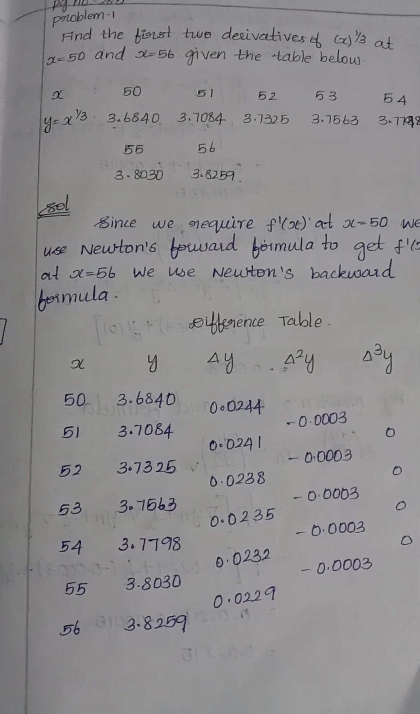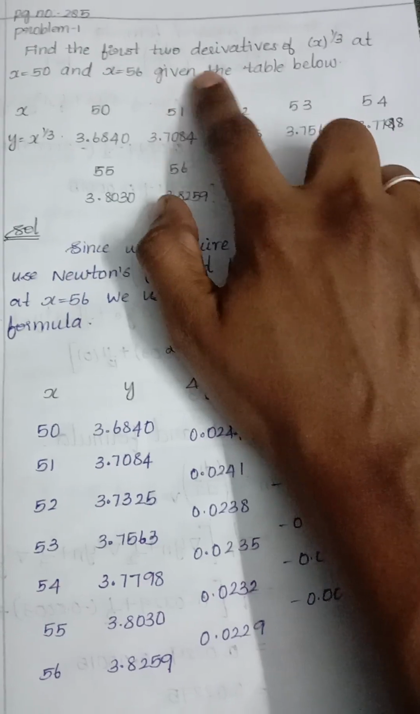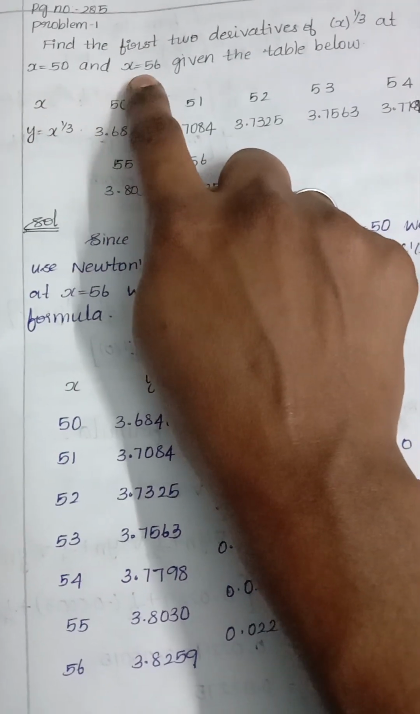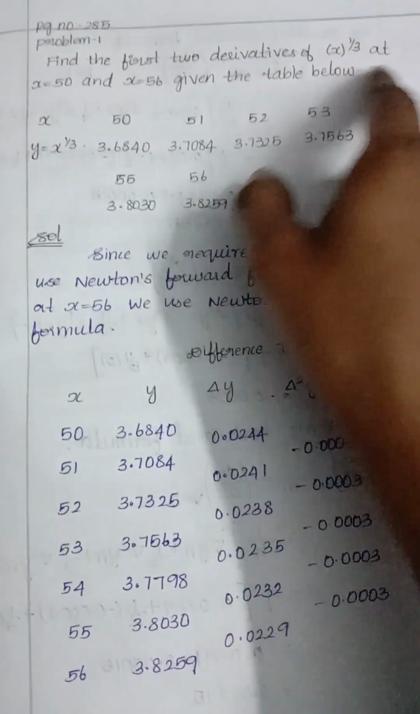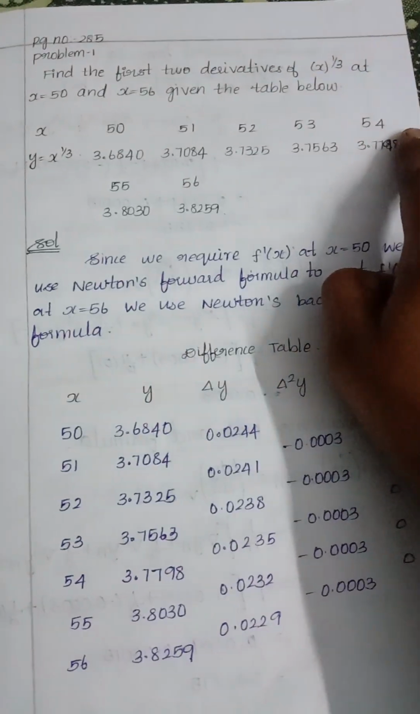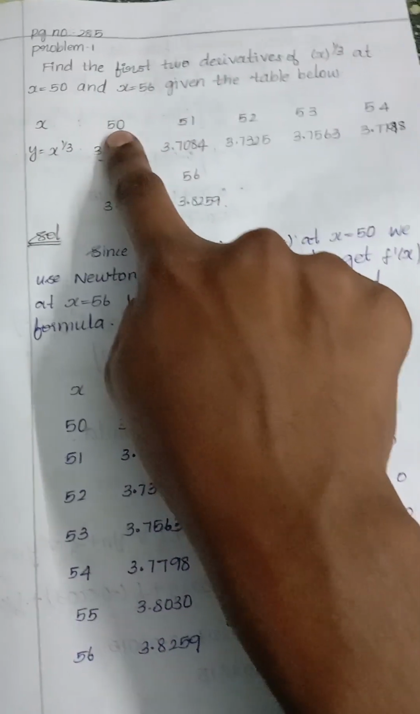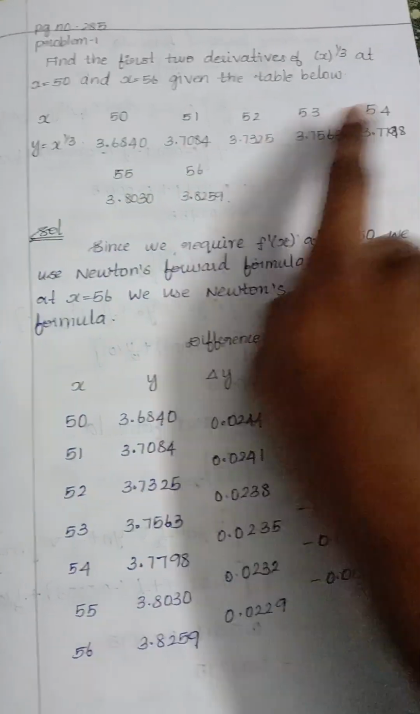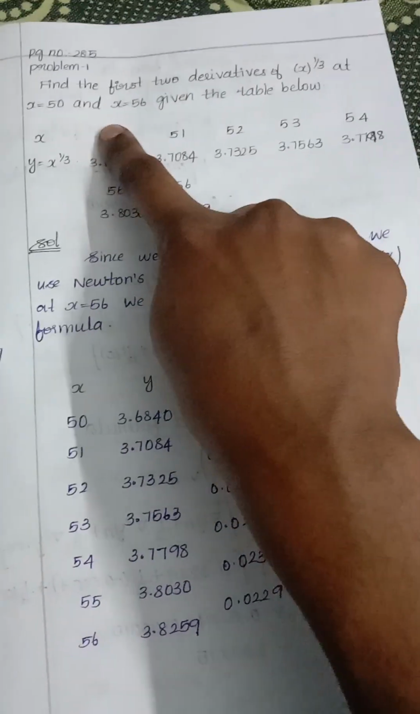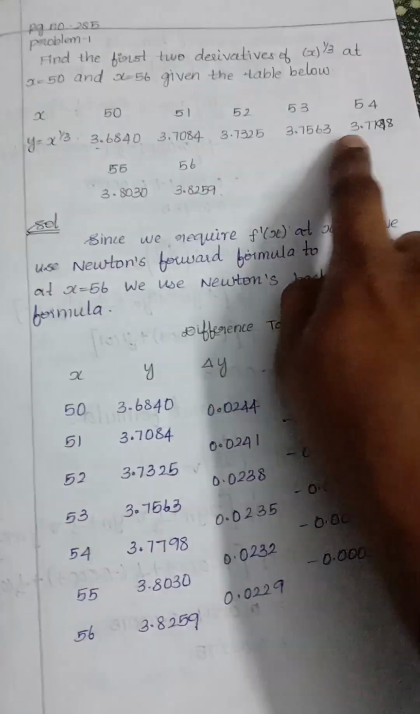Today we are going to find the first two derivatives of x power 1 by 3 at x equal to 50 and x equal to 56 from the given table. The x values are given within an interval of 1: 50, 51, 52, 53, 54, 55, 56. Then y is in the form of x power 1 by 3, and the values are given here.